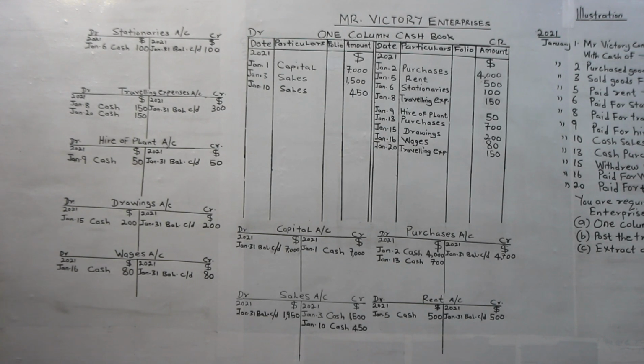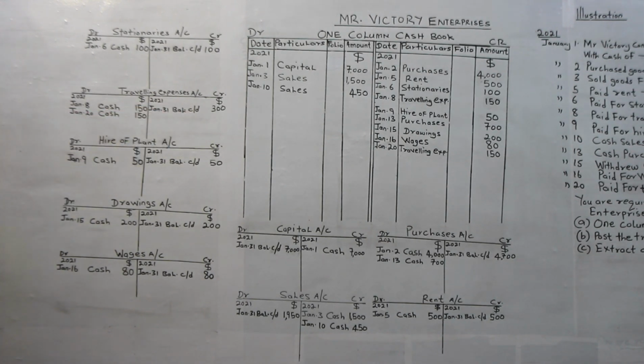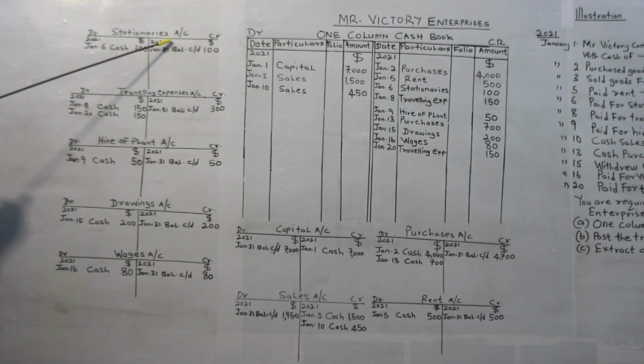We also have traveling expenses. January 31st, balance carry down, CD, 300. We have hire of plant. January 31st, balance carry down, 50. January 31st, for drawings, balance carried down 200. For wages, January 31st, balance carried down 80. So you can see the two sides have become what? Equal, as a result of initiating balance carried down.